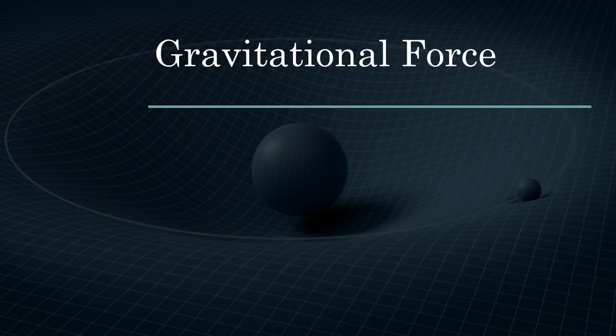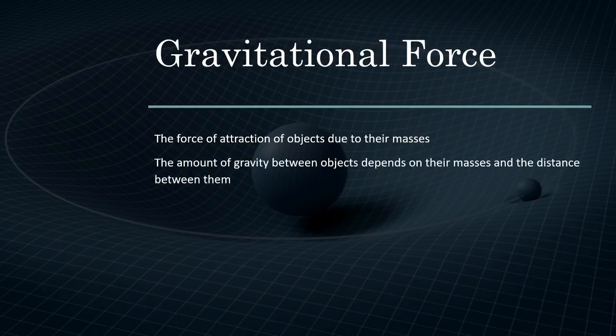Gravity, we have a picture here of, you can almost think of it as one large mass like a planet and a much smaller mass like a moon, or even a sun and a planet orbiting each other. Ultimately, gravity here is a force of attraction between 2 objects that's caused by their masses. The amount of gravity between 2 objects is going to depend upon their mass and the distance between them.